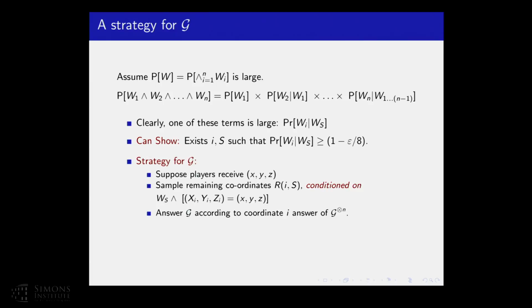And so this suggests a very natural strategy for G. What do you do if the players receive x, y, z? They are going to sample the remaining coordinates, which I call R, by a random variable R, conditioned on this event W_S, and the fact that they receive small x, small y, small z in the ith coordinate. So what this means is that if they now answer G according to coordinate I, they win with probability greater than 1 minus epsilon by 8, which is a contradiction and should not happen.